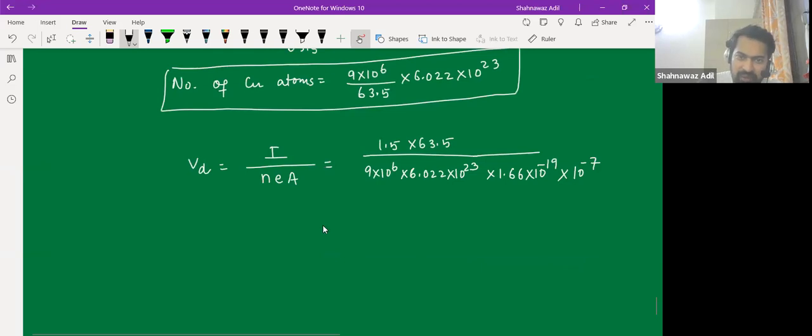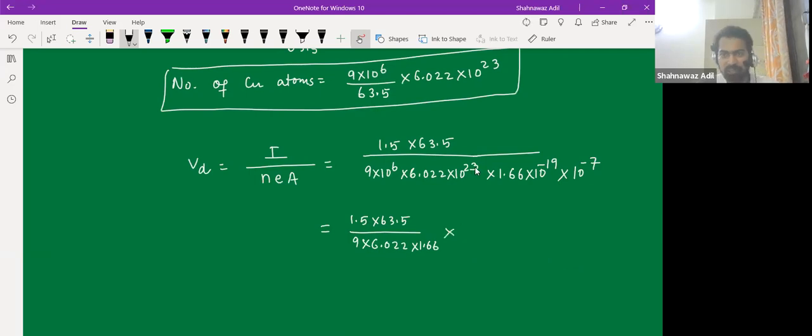So first, let us calculate the number. So this is 1.5 into 63.5, and then this is 9 into 6.022, and then 1.6, and then this is 23 and this is 26. Right? So this is 10 to the power, in the numerator I am taking, so this is 26 minus 20. This will be negative in the numerator, and this will become positive. So the answer would be how much?